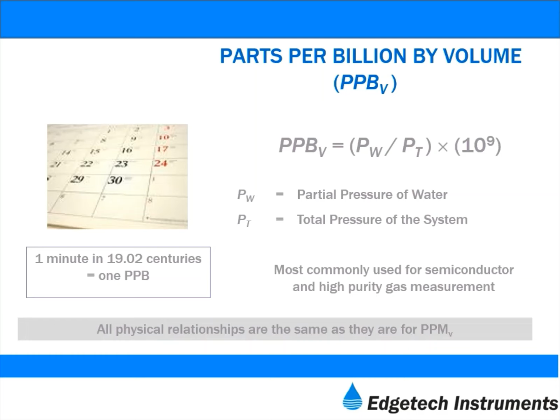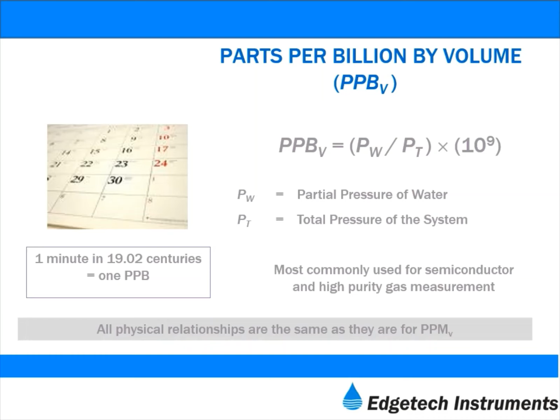Okay, another very common measurement unit is parts per billion. And again, by volume, because we're dealing with gases. So ppbv, again, for a volume basis. It's the same basic equation, it's just on a different basis. So it's the water vapor pressure divided by total pressure times a billion rather than a million. And that's how ppb is calculated from water vapor pressure or dew point, as we talked about before.